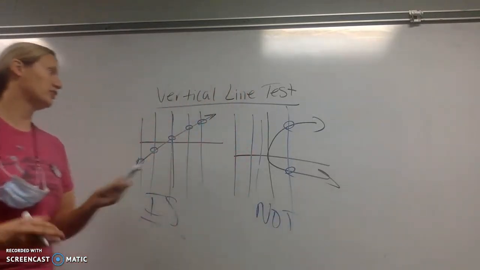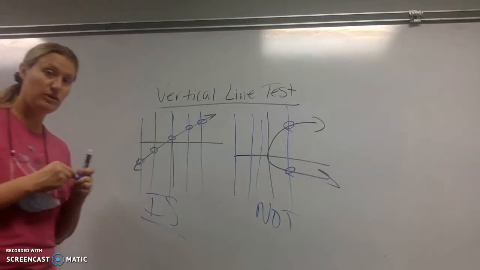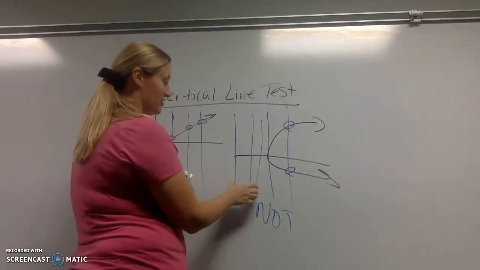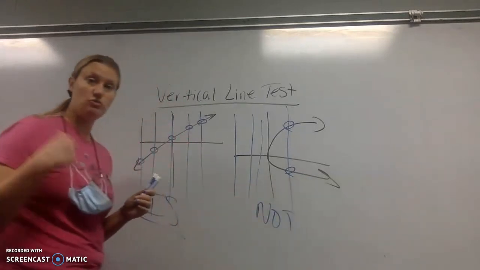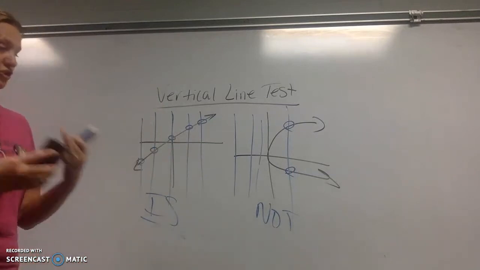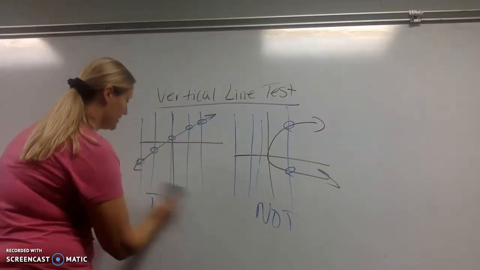So that's all the vertical line test is. You draw vertical lines through it. If every vertical line touches it once, it is a function. If it touches 0 times or more than once, 2, 3, 4 times, it is not a function. So that makes it a little easier to look at a graph and determine if it is a function or not.